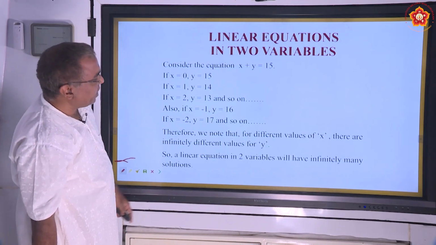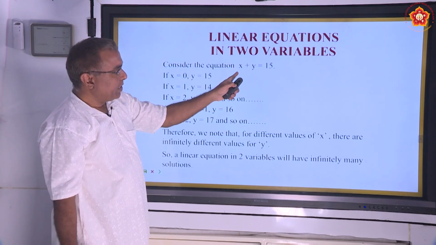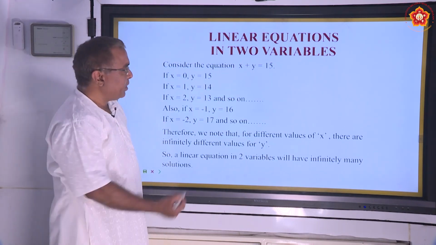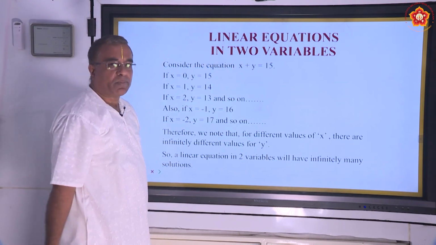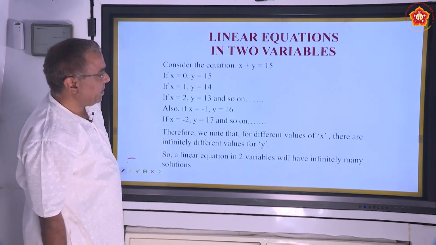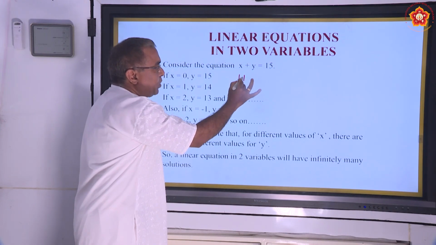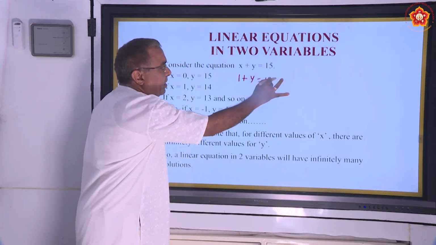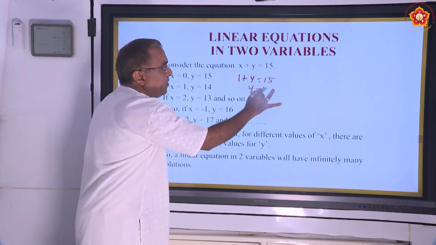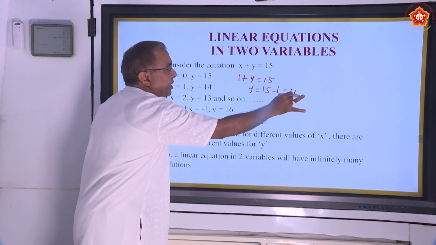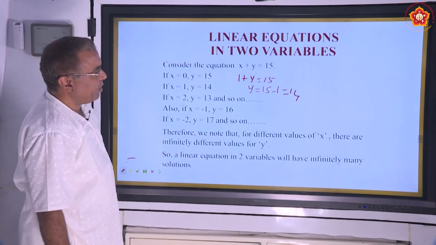In case x equals 0, what happens? 0 plus y will be 15, which means y value equals 15. Suppose x equals 1, directly substitute it, x value is 1, it means 1 plus y equals 15. So, that implies y value is 15 minus 1 equals 14. That is what I have here, y value will be 14.